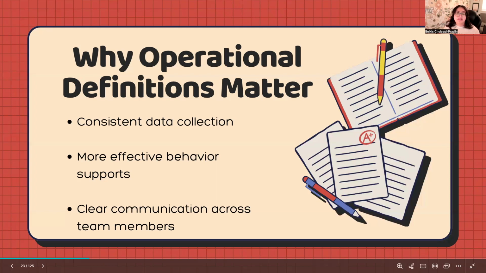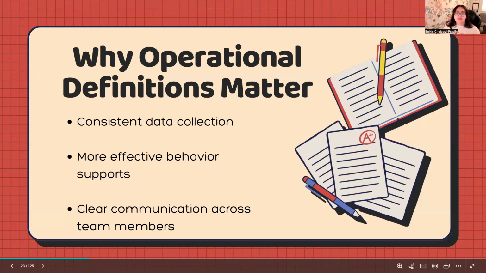And if your behavior is not clearly defined, you're going to end up with one person tracking their version of what off task is and someone else doing something completely different. That would make that data unreliable. And if your data is not reliable, we can't trust it to help guide our decisions. Let's take a student example, Armando.